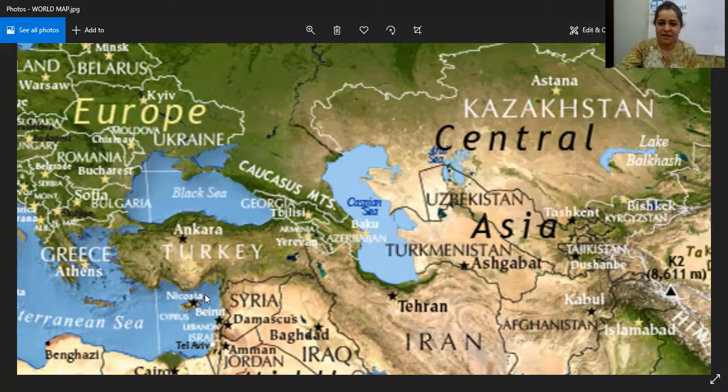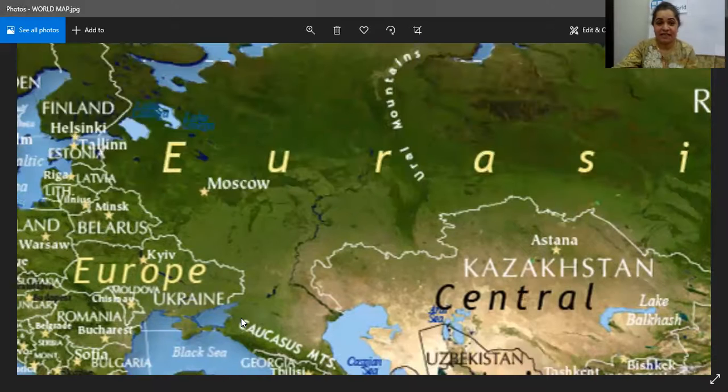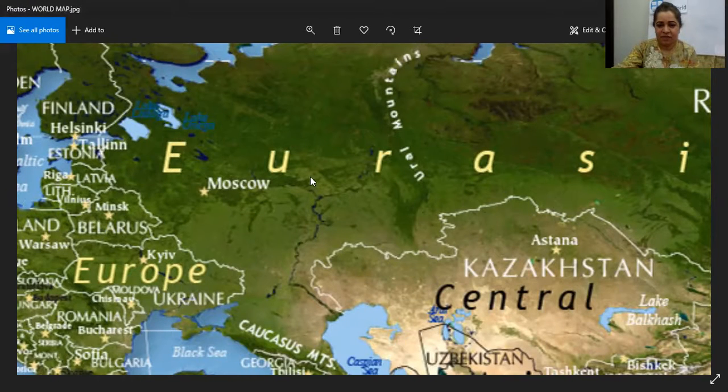So this is a country which shares two continents, and so does Russia. See Moscow, and here, some of the part of Russia is in Asia and some is in Europe, right? So that's so amazing that there are two countries which share two continents. Some of the part is in Asia and some of the part is in Europe. And these two countries are Turkey and Russia.